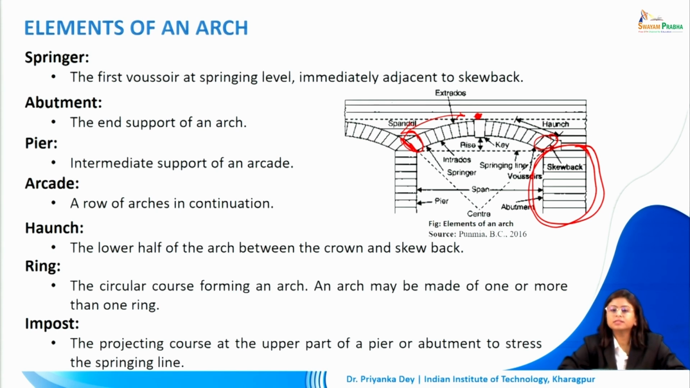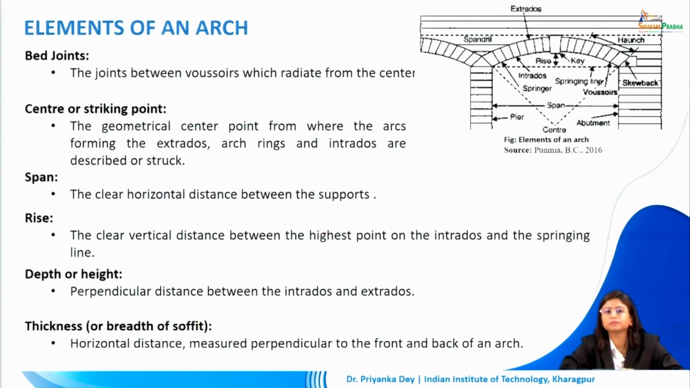The ring is the circular course which is forming an arch. An arch may be made up of one or more of such rings. The impost is the projecting course at the upper part of the pier or abutment to stress the springing line. So right at the top part of the abutment or pier, which is at the sides of the arch, that projecting course is known as the impost. The bed joints are joints between the voussoirs which radiate from the center. So between each adjacent voussoir we have these joints. These are the bed joints.